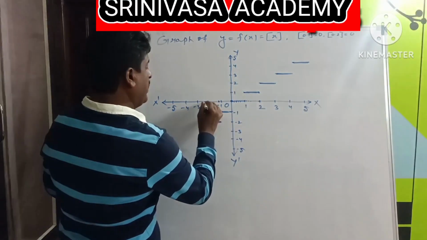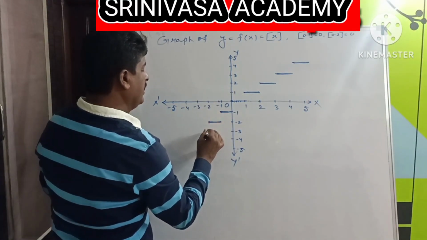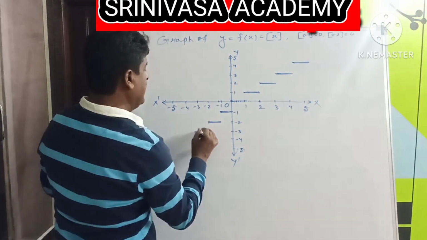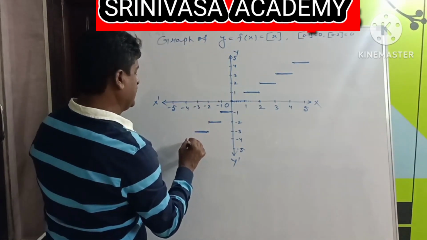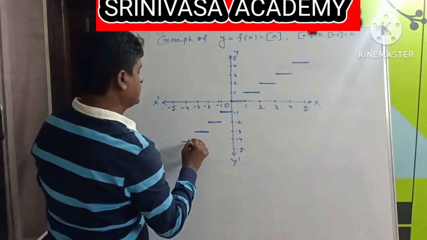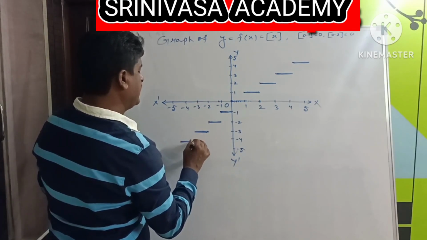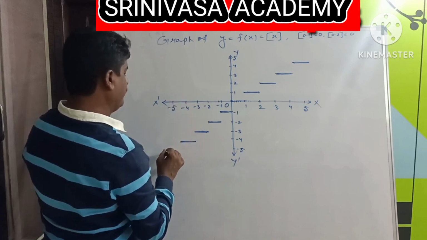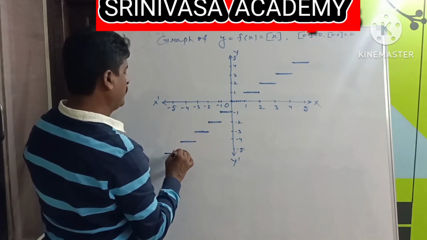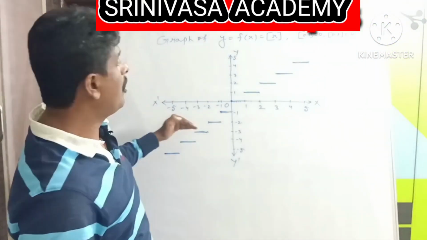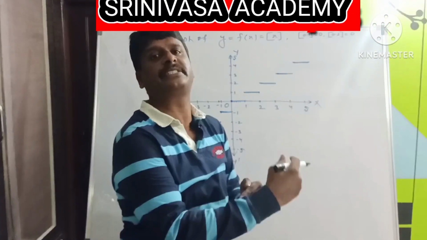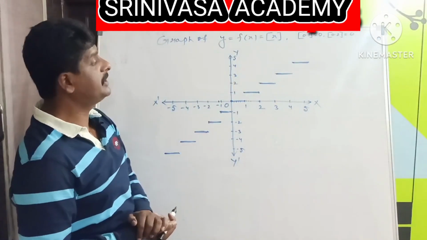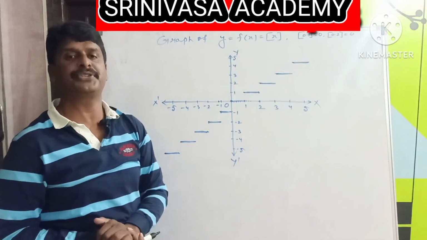Okay. At minus 2.1 it becomes minus 3. This is the graph. At minus 3.1 it becomes minus 4. This is the graph. Observe that at minus 4.1 it is minus 5. This is the graph. Observe that the graph is looking like steps. That's why it is also called a step function.